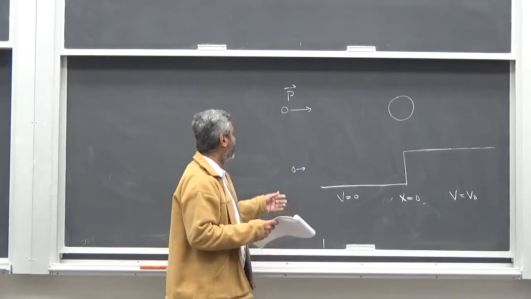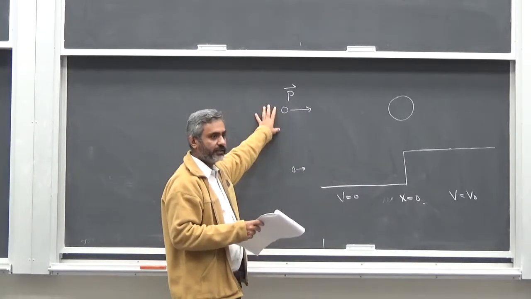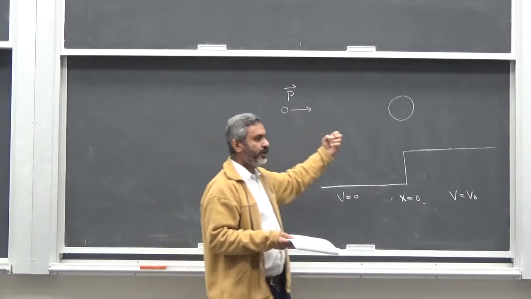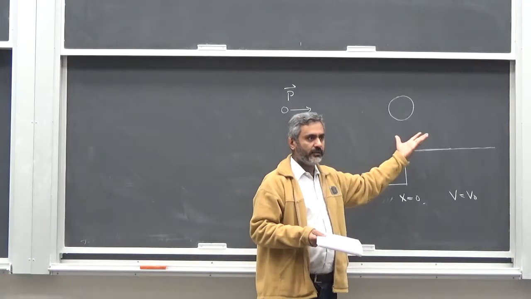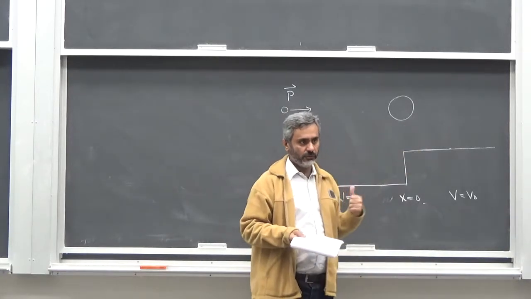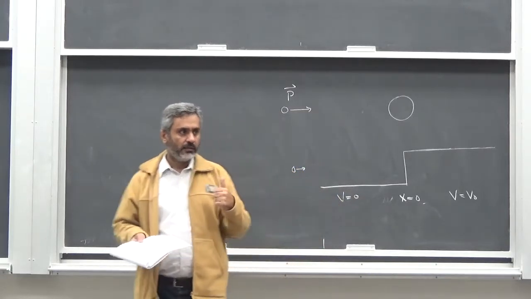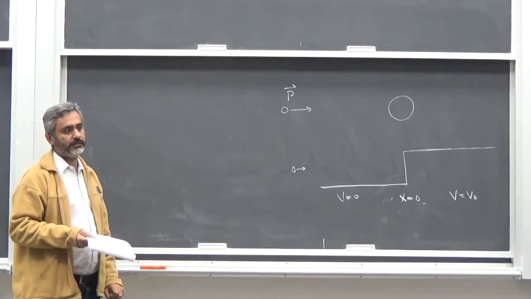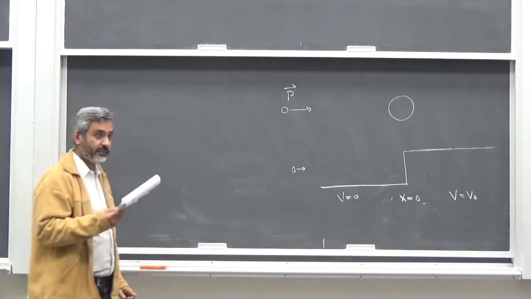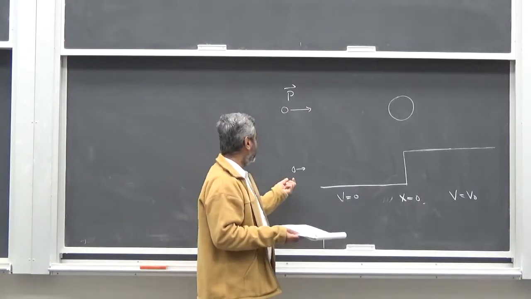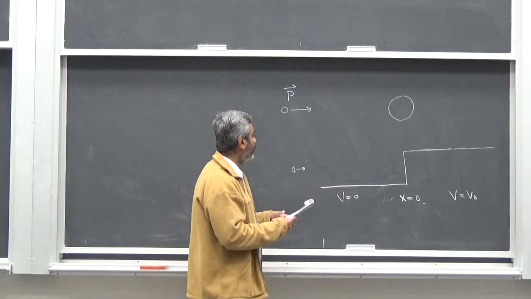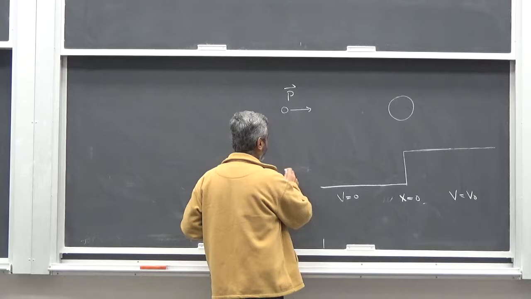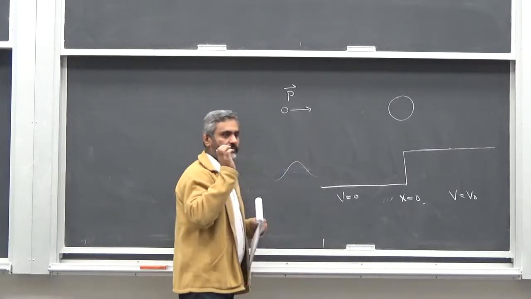If you want the picture to be something like this, that initially there is no interaction, and then at some point there's a very strong interaction, and then either the particle reflects or it goes through. What would be the corresponding picture in quantum mechanics? Of course, that's absolutely correct. If you want to take this picture, then you would have to replace this with a wave packet.